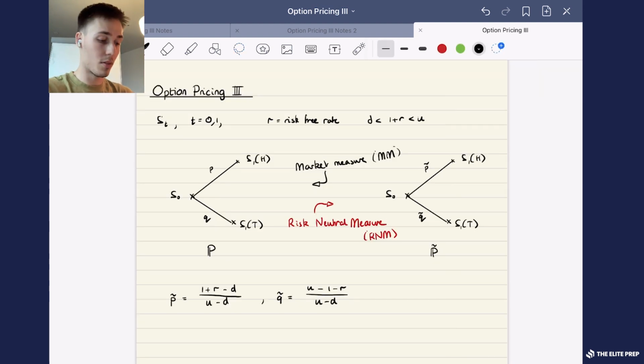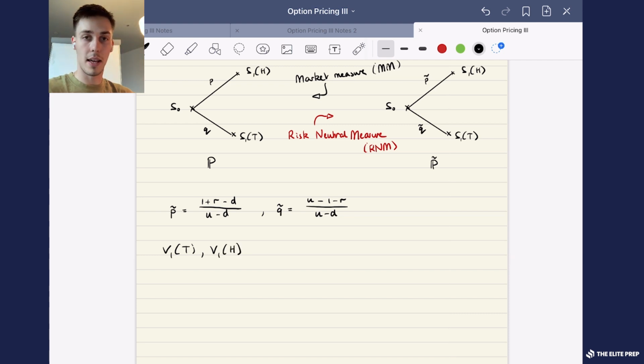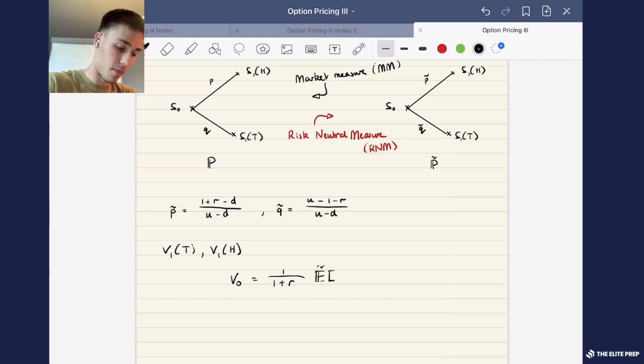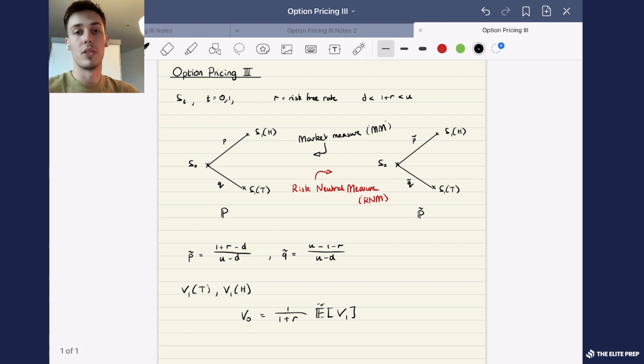In the previous video, we said that if we have the payoffs V_1(T) and V_1(H) for a derivative, then the price of the derivative at time 0 is just equal to the discounted expected value of the final payoff under the risk-neutral measure. Okay, so this is exactly the thing which we now want to extend.